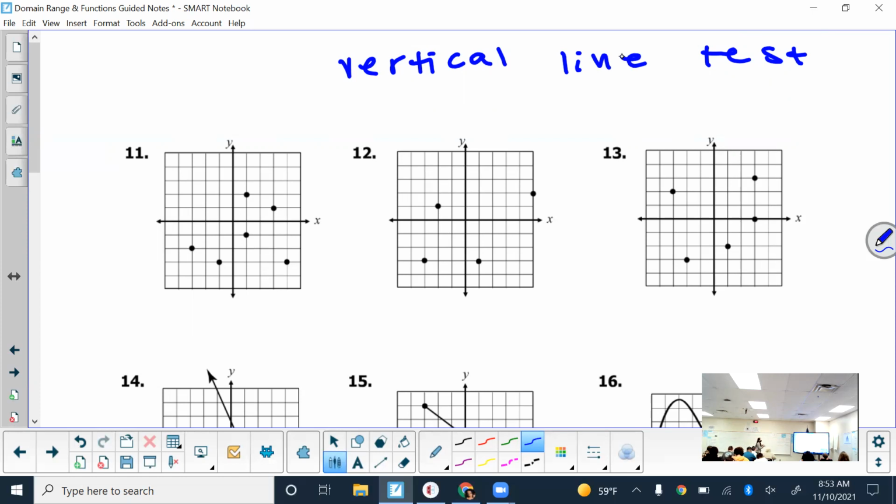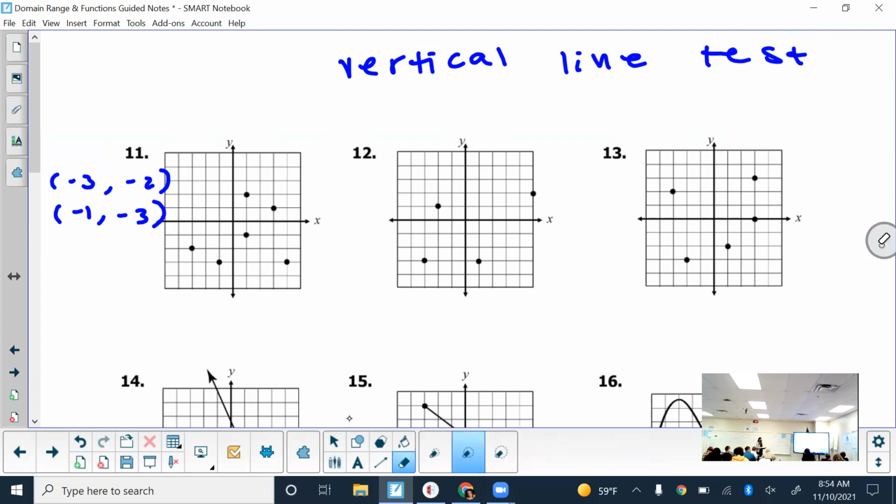Can you list all the coordinates that are here? So like what's this coordinate over here? Good, and then this one would be, good, and you would do that for all of them. And then the domain is all the x, and the range is all your y. So just making sure you guys know how to do that, because you will see it Friday.